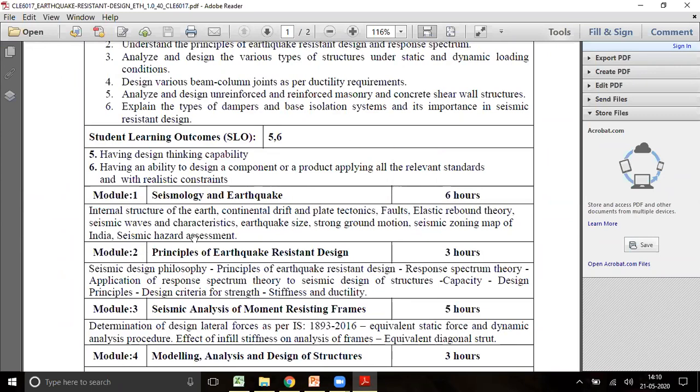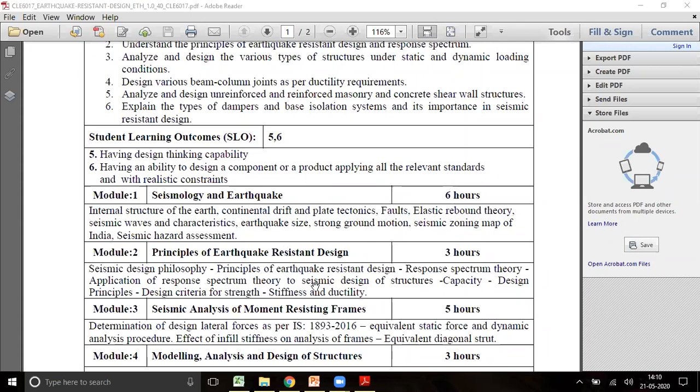We will be dealing with the structure of the earth, the continental drift, plate tectonics, the faults, elastic rebound theory from which the earthquakes will be generated, and the seismic waves and their characteristics, the size in terms of intensity and magnitude, strong ground motion, and seismic zoning map of India, and finally the seismic hazard assessment. Okay. So it has 6 hours. Within that, we have to complete the first module, and after that, we will be moving to the second module.